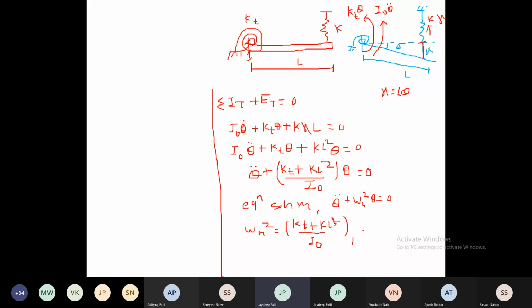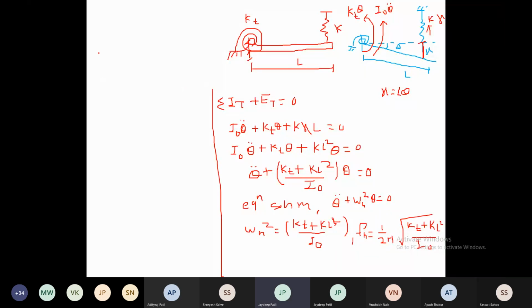Or you have to write down directly frequency Fn is equal to 1 upon 2 pi, means omega n upon 2 pi. Instead of omega n, you have to write down the under root of omega n square is equal to kt plus kl square upon IO, means under root of kt plus kl square divided by IO. This is using the equilibrium method. Now what will come in the energy method?